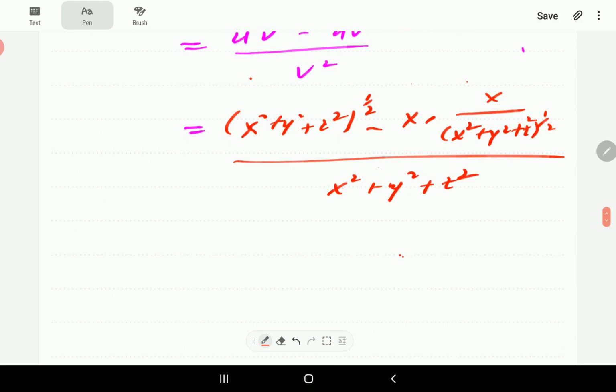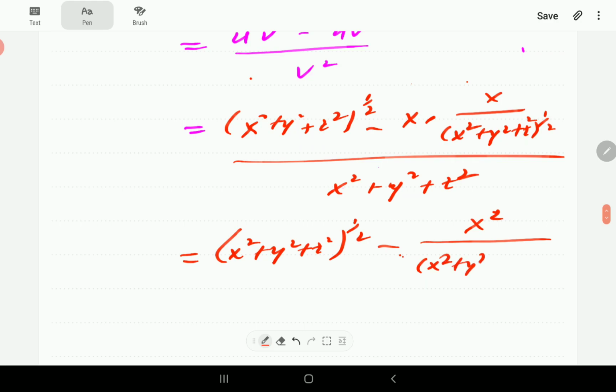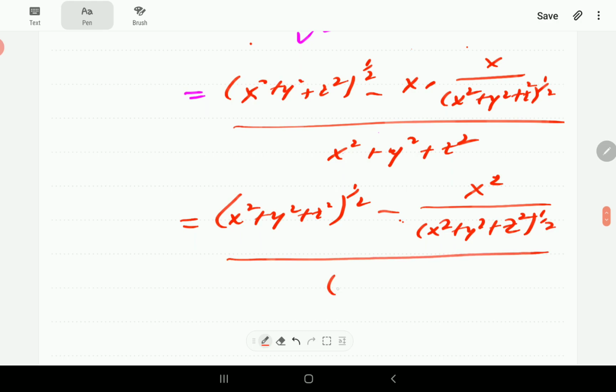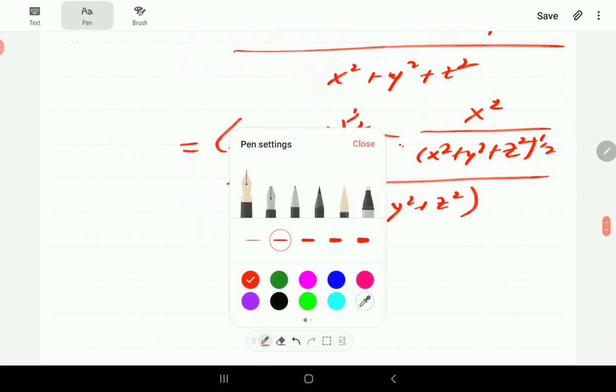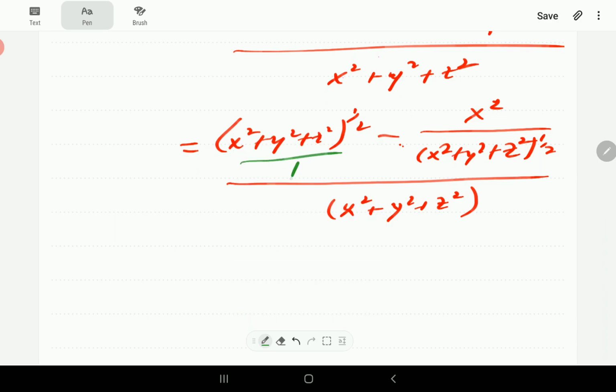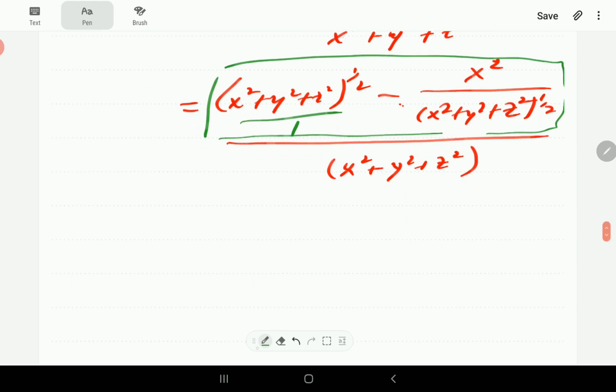And then this is going to be x squared plus y squared plus z squared to the power 1/2, take away x squared over x squared plus y squared plus z squared to the power 1/2, then all divided by x squared plus y squared plus z squared. Now if we write the numerator as a single fraction, let's say over 1 here, and then write this as a single fraction. So this is what we're going to have.